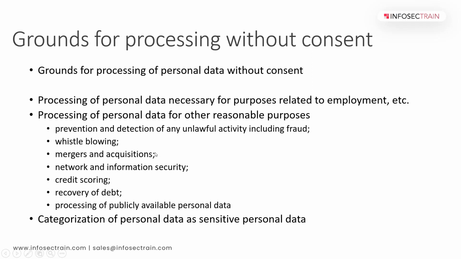Whistleblowing related matters, mergers or acquisitions, and the network of information. So there are certain cases, like credit scoring, that always use our information. Recovery of debts: in case we have not given back the loan and they want to recover it, they can have access to all our information, and based on that they can recover it. Processing of publicly available personal data. All these things are going to be done by government organizations. That is a special requirement. That's why it says these are the grounds for processing without consent.